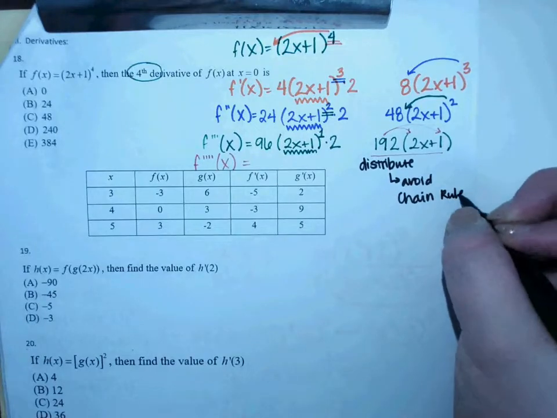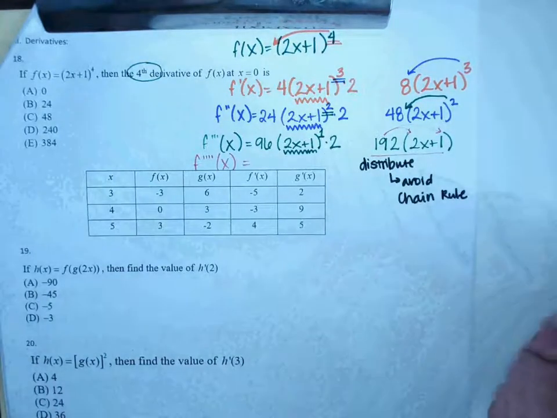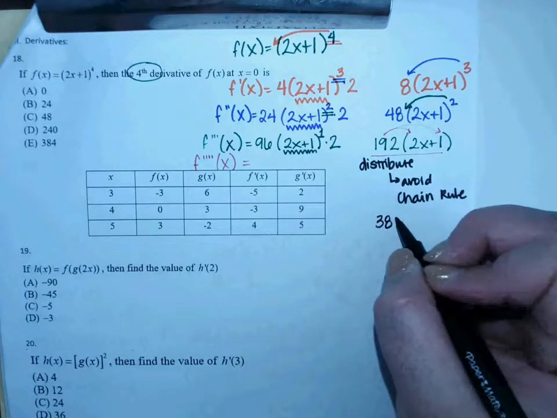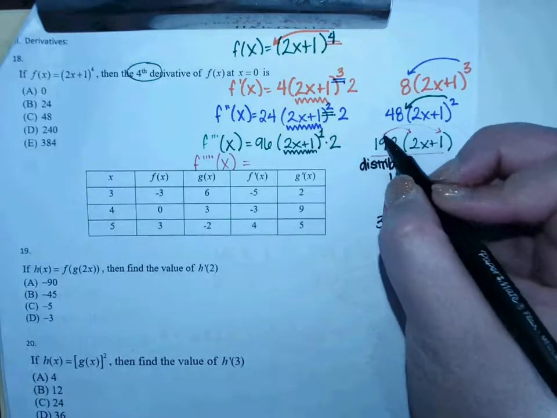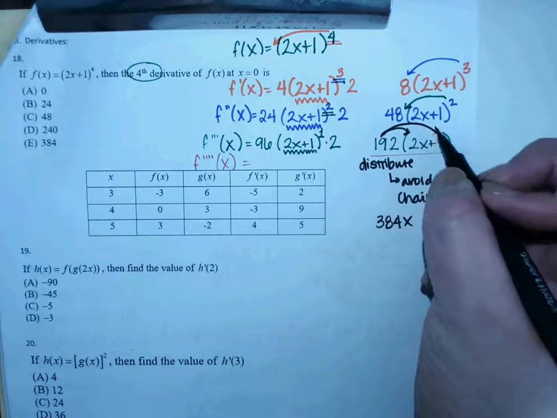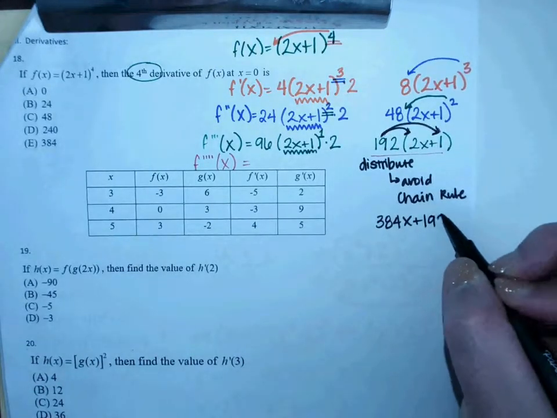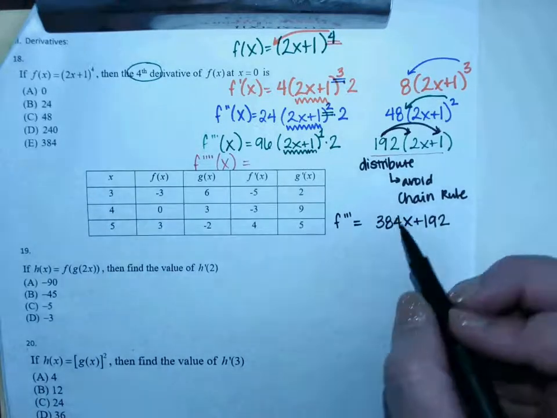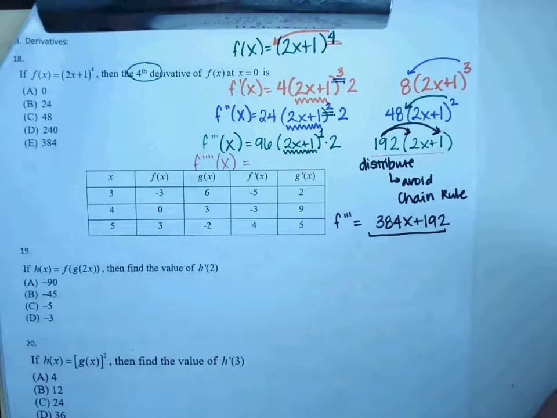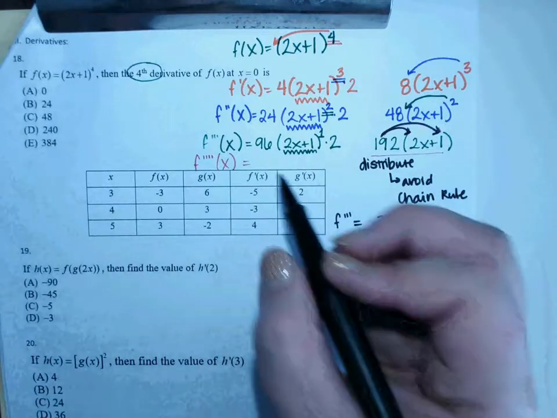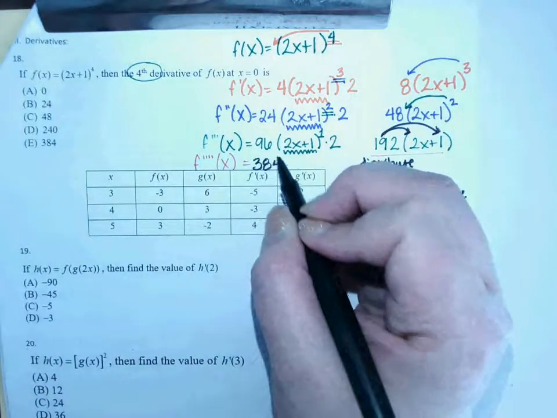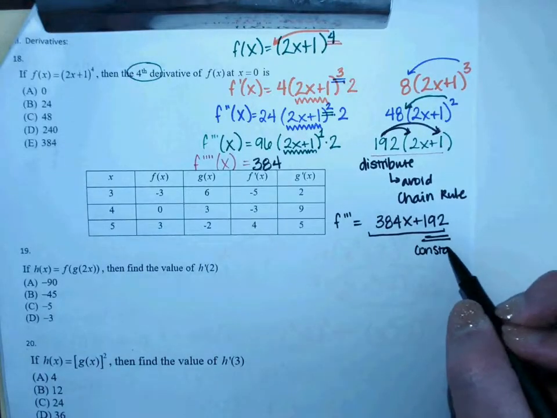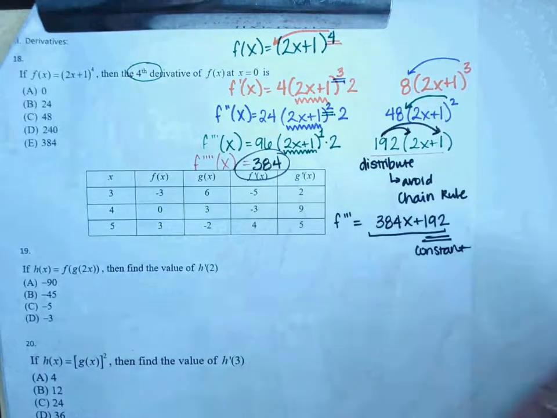Now, I can only distribute because now it's an x to the 1. So 192 times 2 is going to give me 384x. And then 192 times 1 is a plus 192. Keep in mind that's f triple prime. So if I wanted to take the derivative of that one more time, well, the derivative of 384x is just 384. And then the derivative of 192, since that's a constant, is 0. So 384 would be your answer.